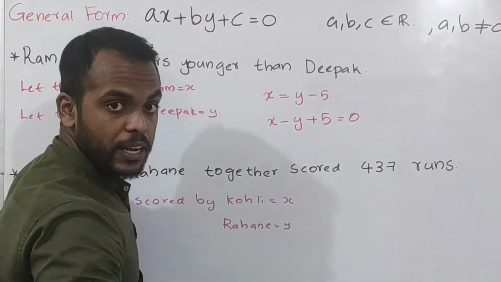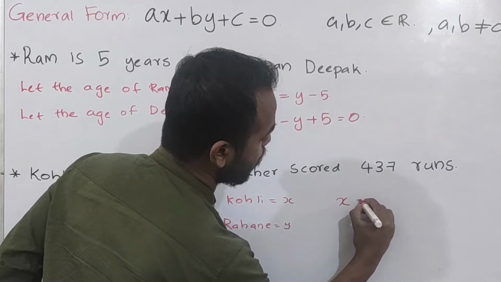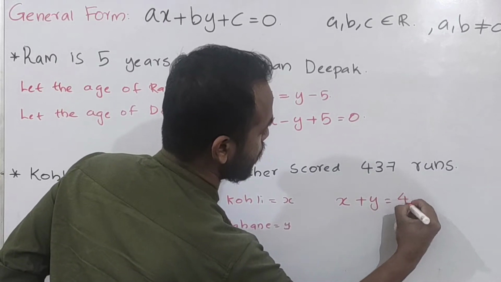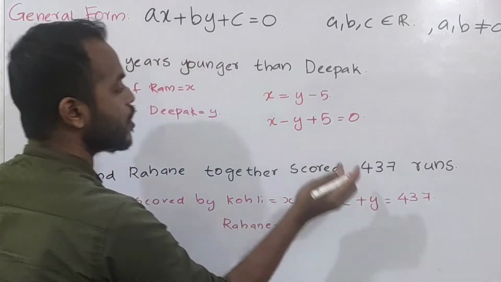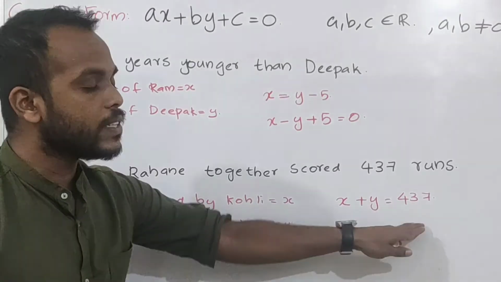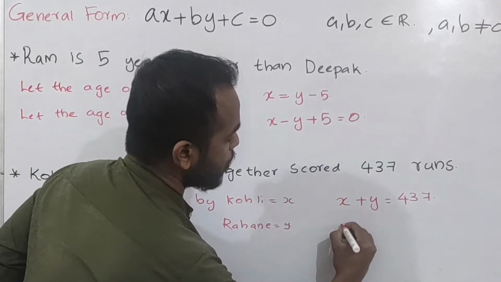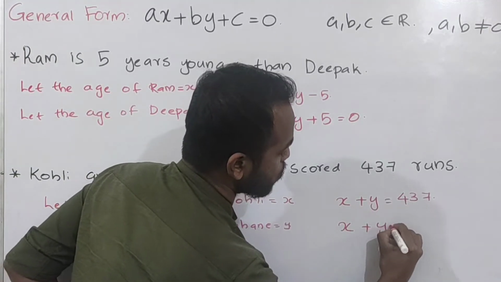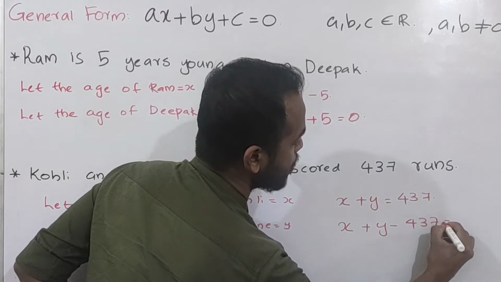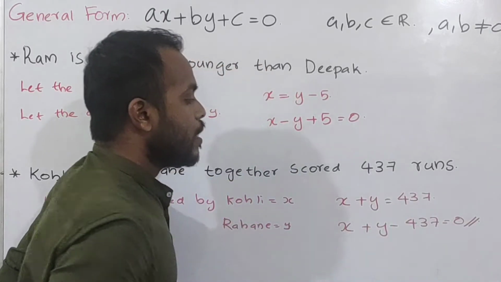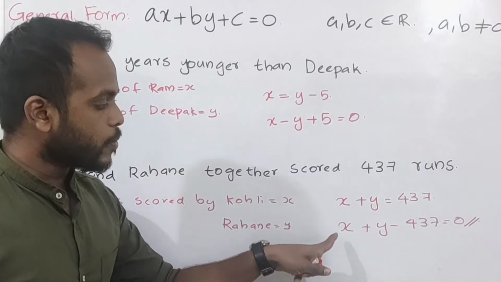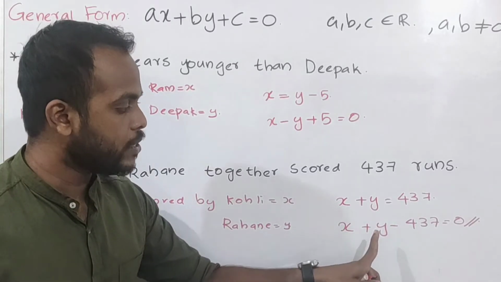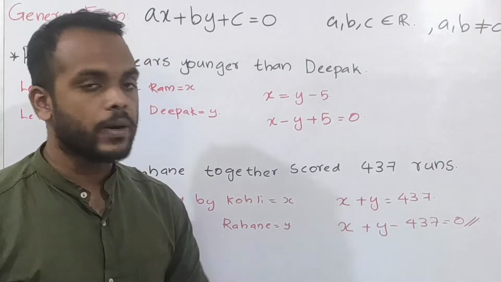So x and y together when added will be 437. So this is the equation corresponding to the statement. Now is it of the standard form? No, we can easily convert that into standard form as x plus y minus 437 is equal to 0. Now we can easily find a, b and c from this one, right? A is 1, b is 1, c is minus 437.